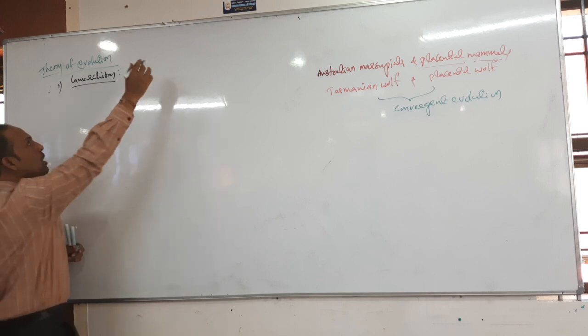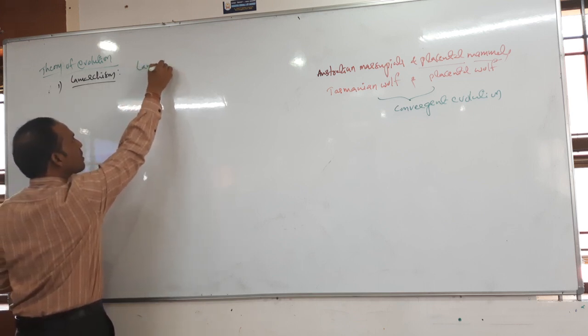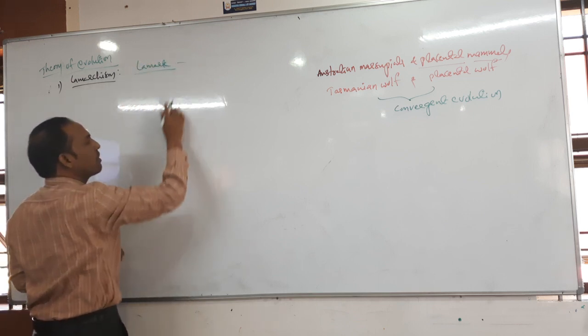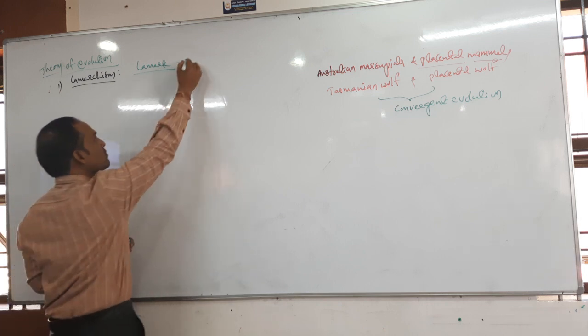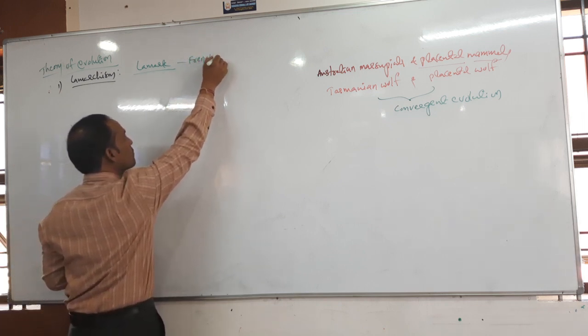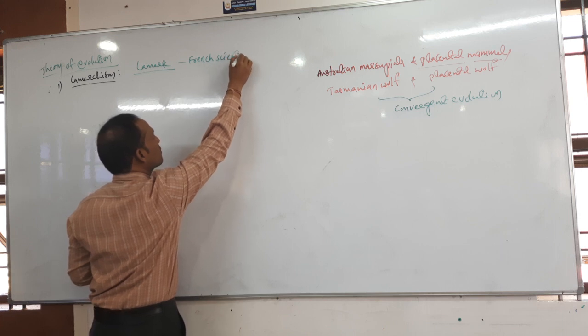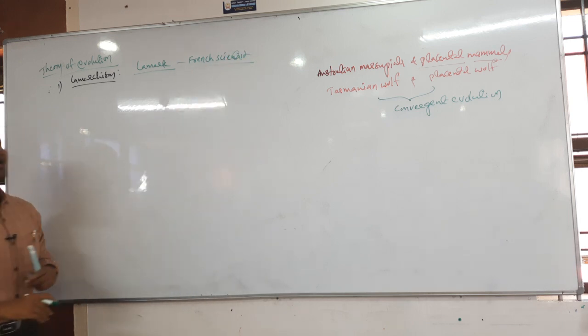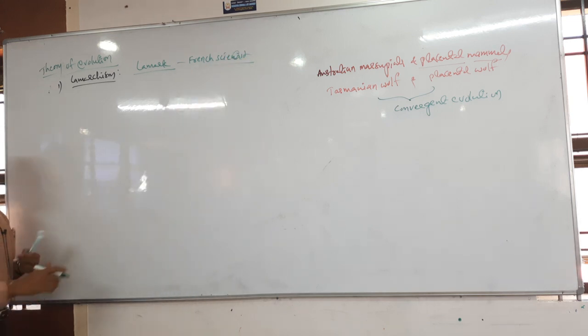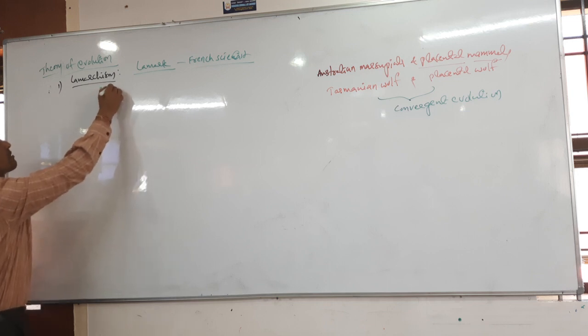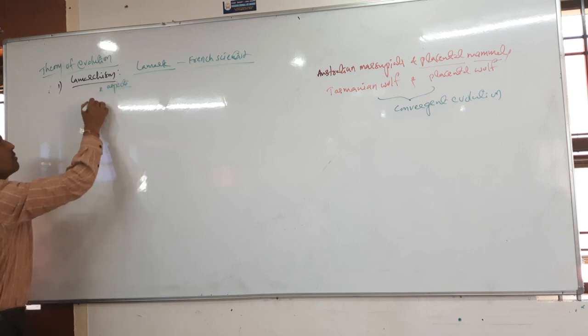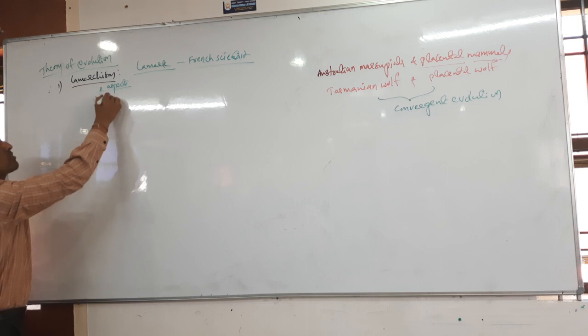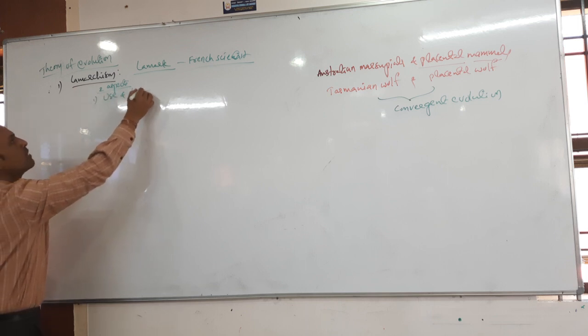So Lamarck, his name is Lamarck. He is a French scientist. He has given Lamarckism. In this Lamarckism, two major aspects are there. What are the two major aspects? First of all, the use and disuse theory.